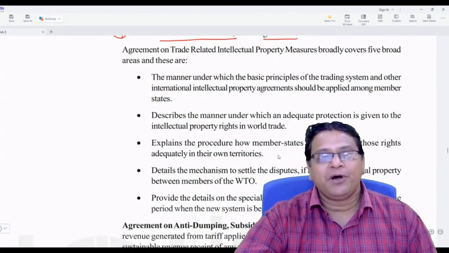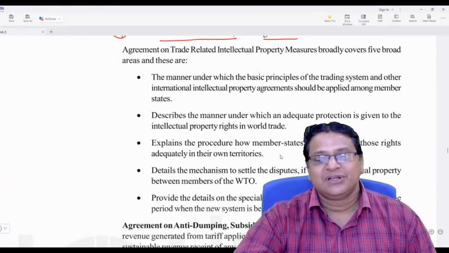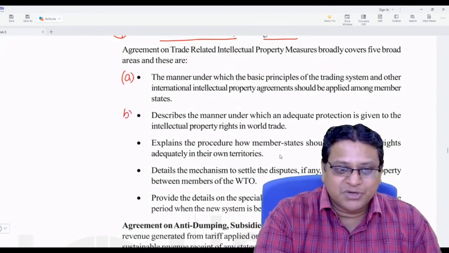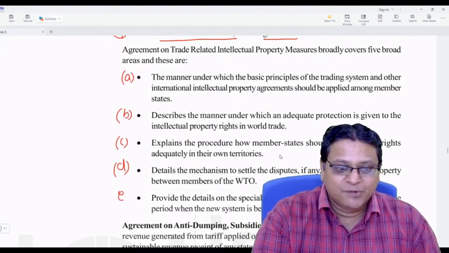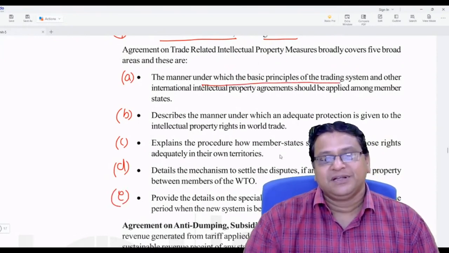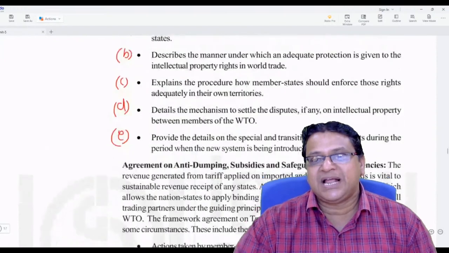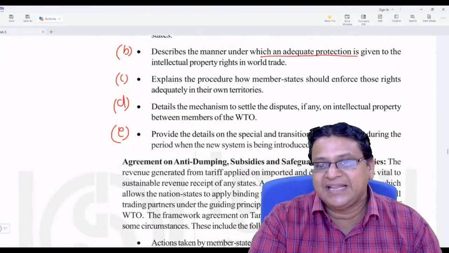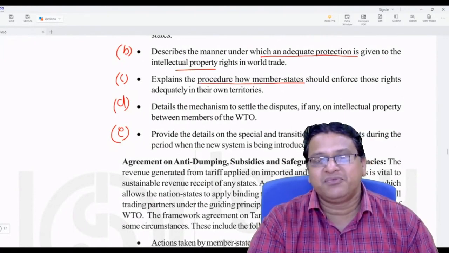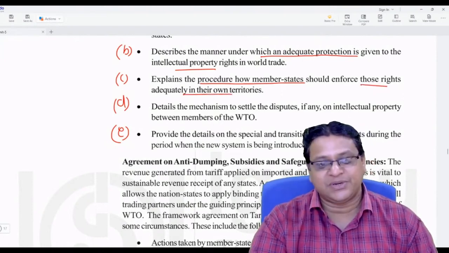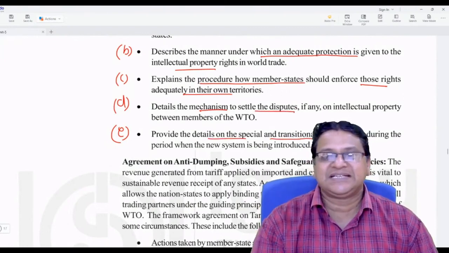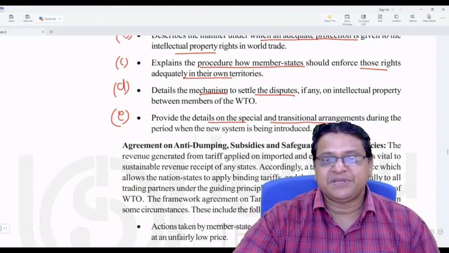The TRIPS agreement covers 5 broad areas of rules and regulations related to IPR. What are the 5 broad areas? First, it frames the manner in which the trading system will operate. Next, it describes what adequate protection is given to IPR. It explains the procedure by which member states should enforce these rights adequately in their own territories. It details the mechanism to settle disputes. It provides details on special and transitional arrangements related to IPR.